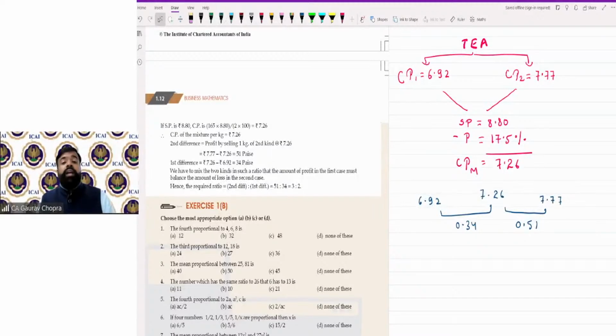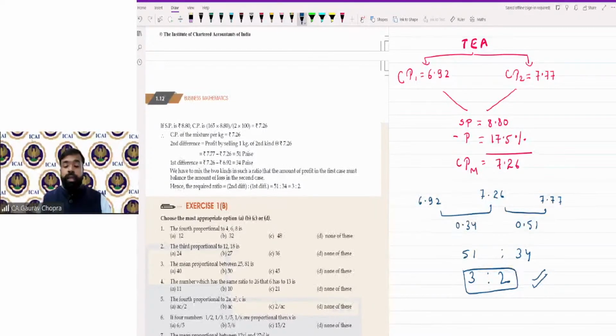Now we have to apply invert tendo. Inverse these two values. What do we have to do with both values? Inverse them. So 51:34. Now you can cancel with the help of 17. You cancelled by 17. You are getting 3:2. So this is your correct answer. 3:2. This will be your correct answer.